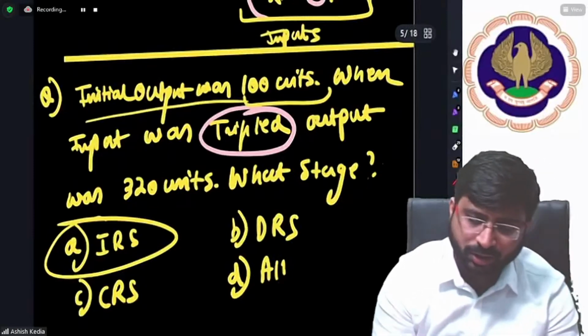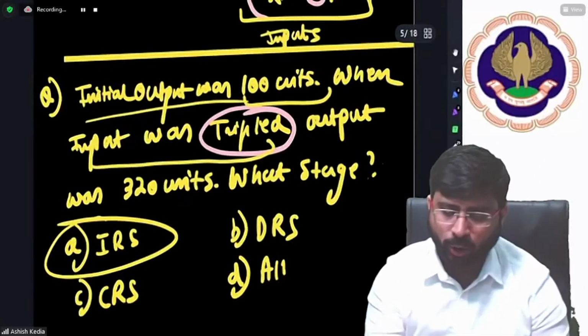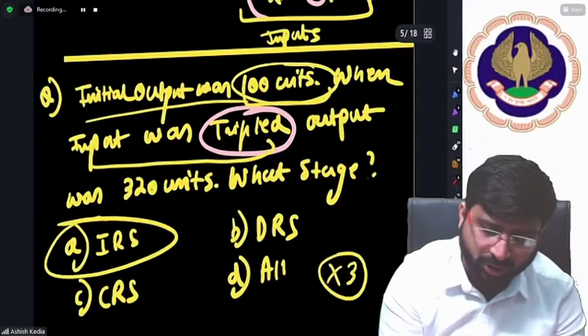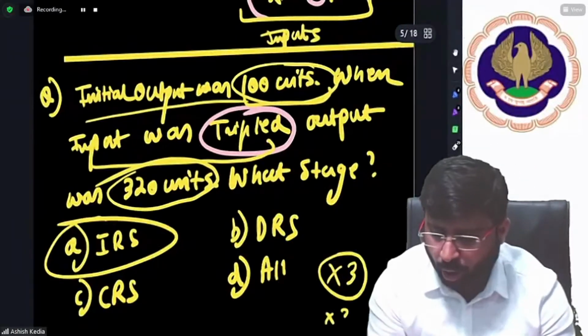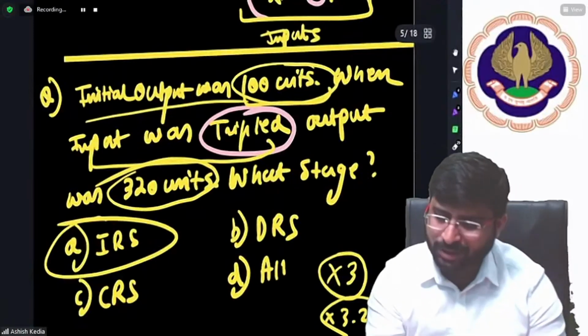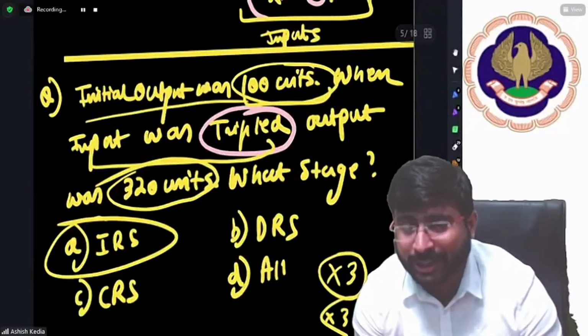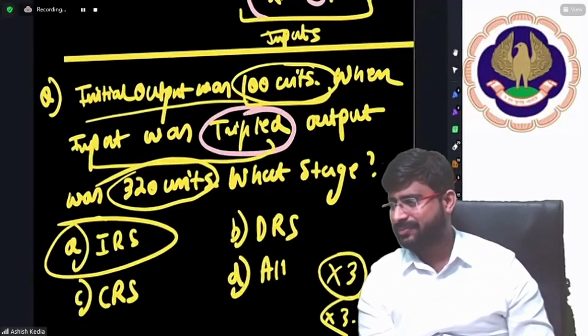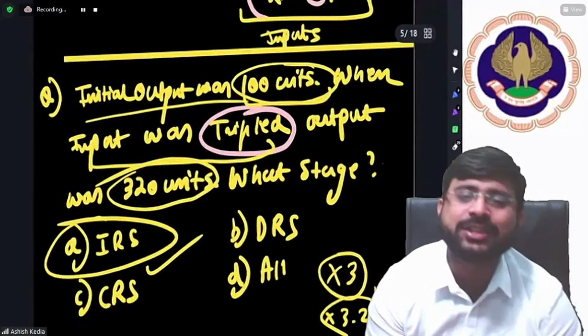Initially output was 100. When input was tripled, so input got into 3, but output increased from 100 to 320. So if you look carefully, output increased by 3.2 times. So the rise in output was more than the rise in input, because input got into 3, output got into 3.2, and therefore increasing returns to scale.